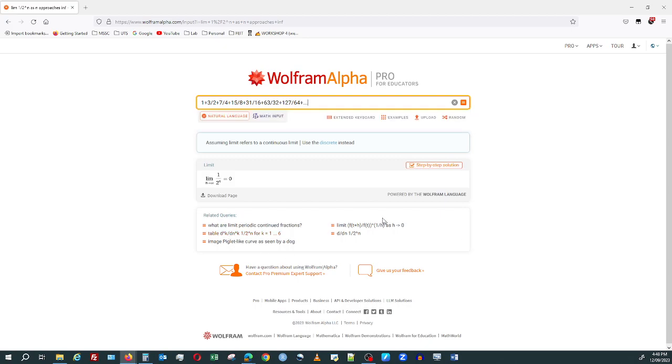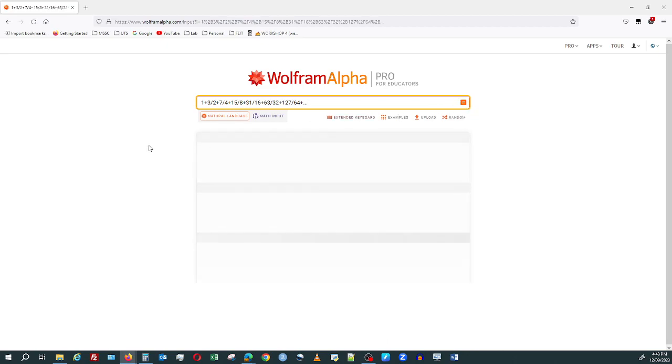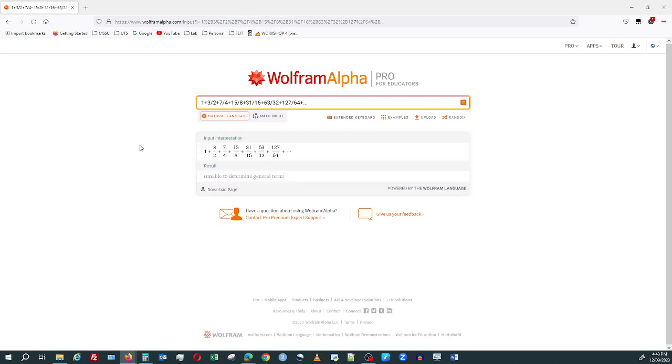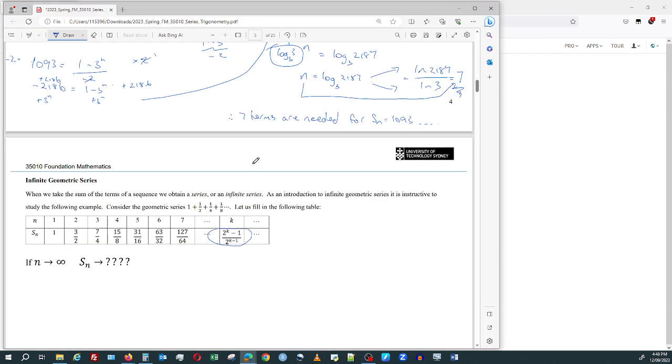Let's see what Wolfram says about this particular sequence. Let's see if we've got a sum. Do we have a result? Unable to determine the general term. Have I made a mistake there? Oh, because these are the sums. They're not the value, they're the sums. See that? So it's important that we did do that.